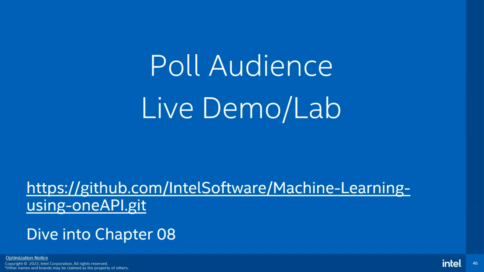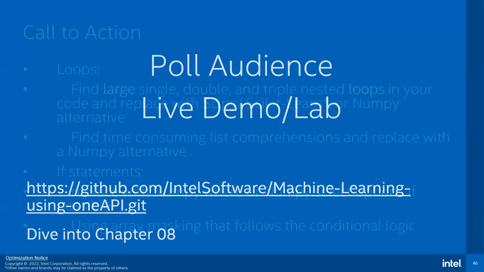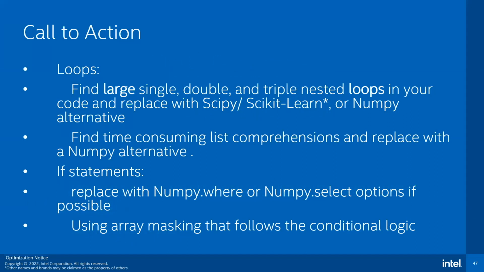And so while you're doing that, let me just move on to the call to action. So the idea is you're going to find large loops, doubly or triply nested loops, even large list comprehensions, whatever, and you're going to replace those with an alternative, either NumPy itself, if it's low-level things that you're doing, or scikit-learn, if it's higher-level stuff, or SciPy, if it's higher-level stuff. You can use it to replace pandas, not replace it, but to accelerate pandas. Okay. You can find the time-consuming list comprehensions. You replace those with a NumPy alternative.